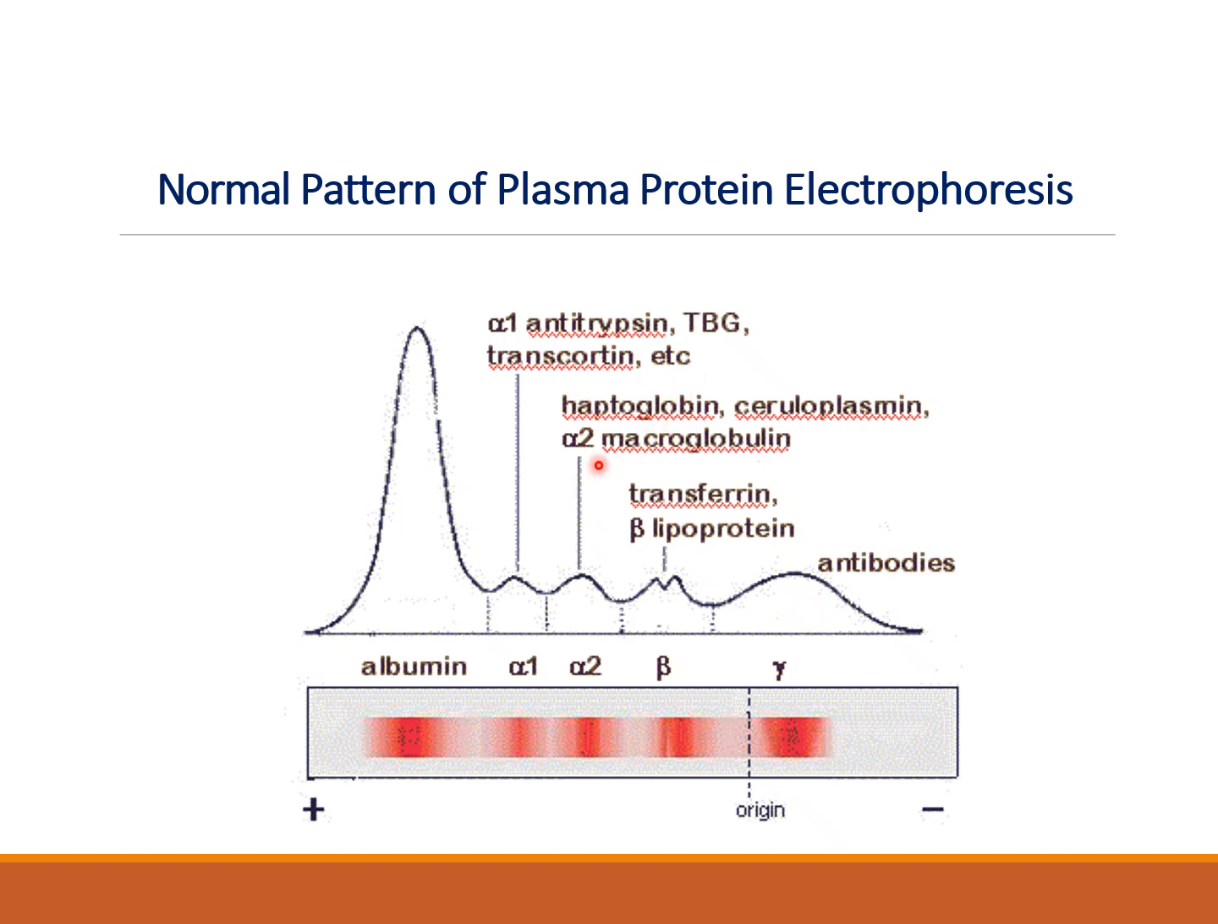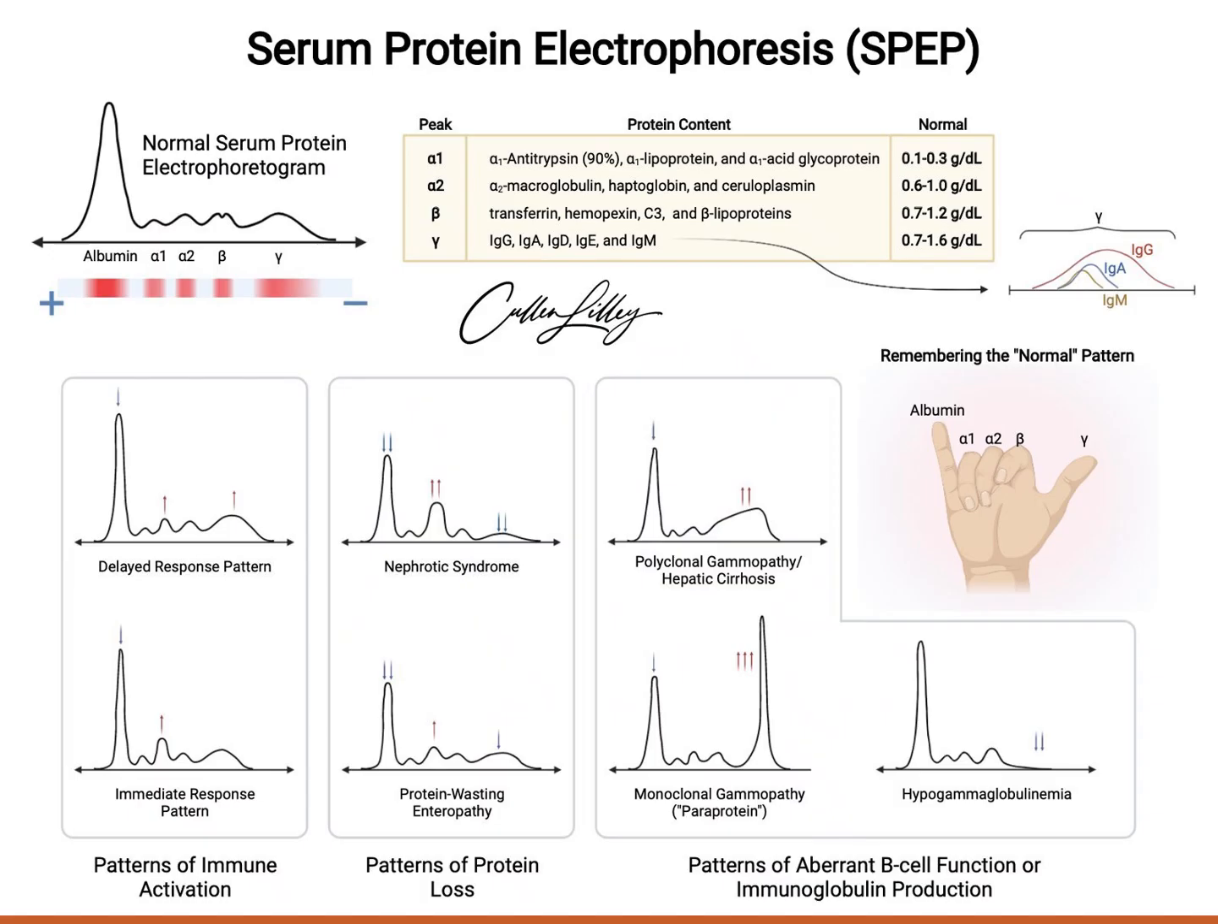And then alpha 2: haptoglobin, ceruloplasmin, macroglobulin. And then beta: transferrin, beta lipoprotein. And last gamma globulin, you will be knowing gamma globulins are antibodies. So I have told it again, negative to positive. So the normal pattern of plasma protein is very important for electrophoresis.